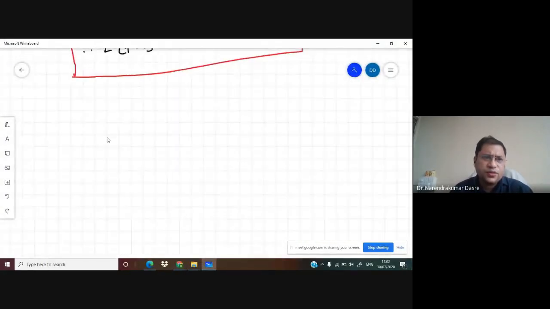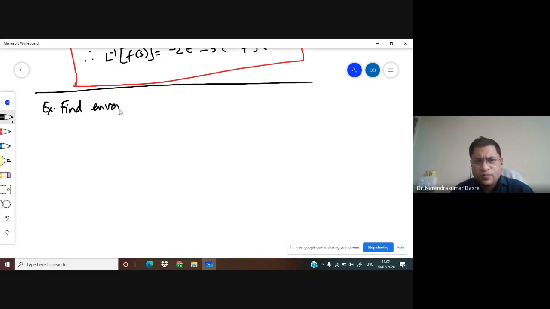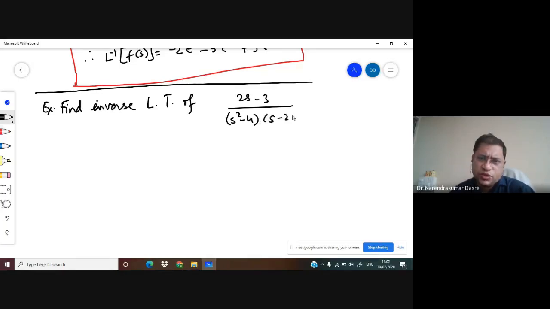So we can have a question: find the inverse Laplace transform of (2s minus 3) upon (s square minus 4s minus 2). Okay, so we go with the solution.